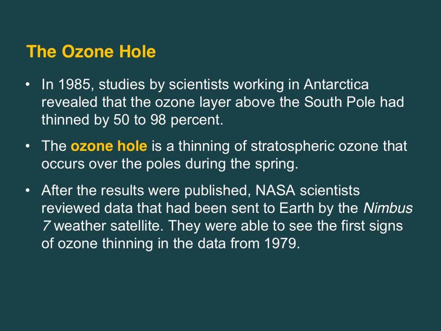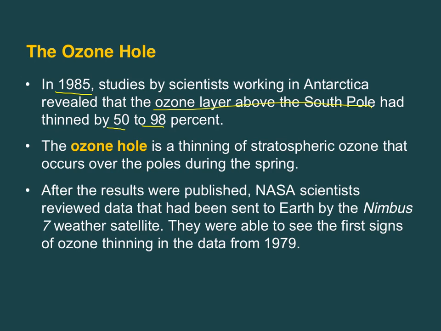And we didn't really notice this till the mid-80s. We had scientists working in Antarctica, studying the stratosphere and the ozone layer. They started noticing that the layer above the South Pole had thinned. It didn't seem as thick, and we used satellite images and ground images to figure it out. And it had thinned by, depending on when it was measured, where it was taken, and time of year, between 50 and 98%.